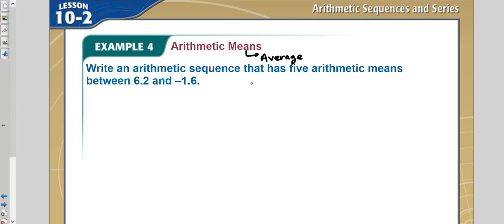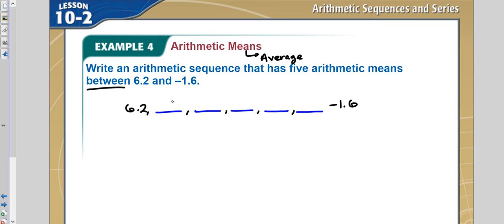So use the word also here. They're average changes between these two values. So here's how we're going to do this. We'll say there's 6.2 and there's 5 values that exist between 6.2 and negative 1.6. I'm going to represent those values by blanks. So here's what we have. We have this sequence, and there's going to be these 5 terms that change.